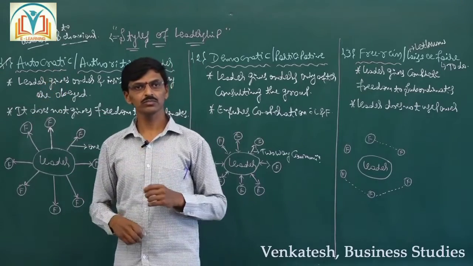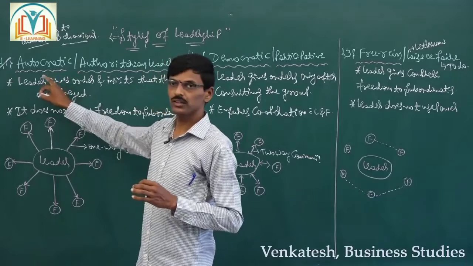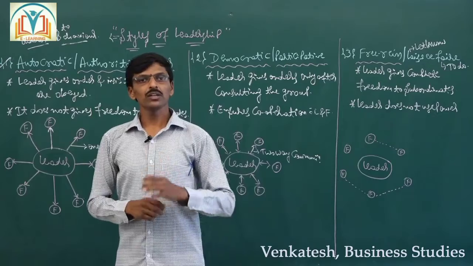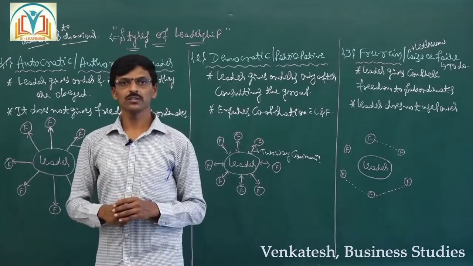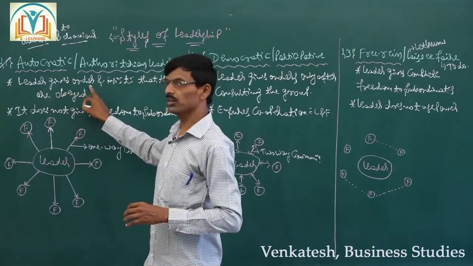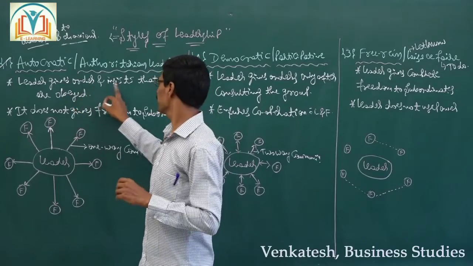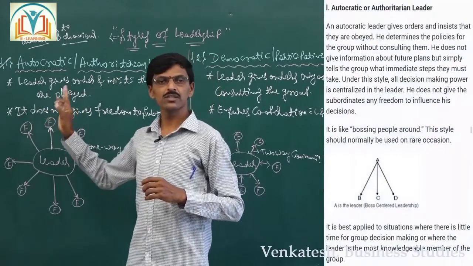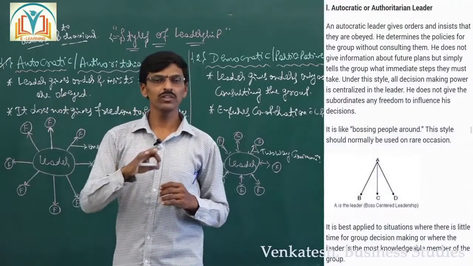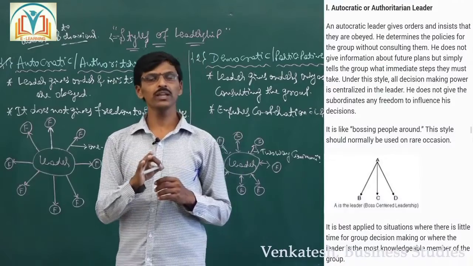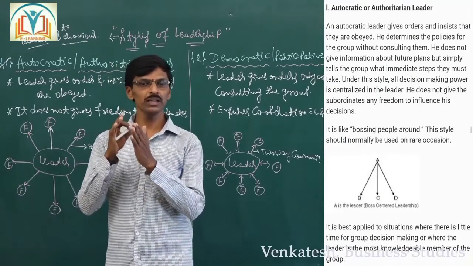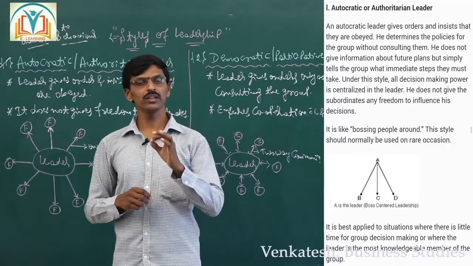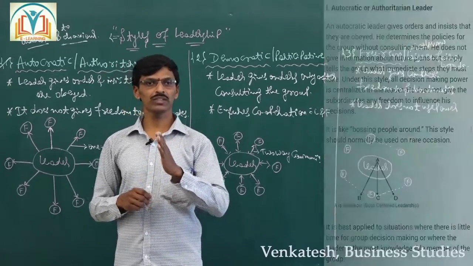Once again, I will review. Autocratic or authoritarian leader: an autocratic leader is one who gives orders to the subordinates and insists that they are obeyed. It means compulsorily all the followers must obey the instruction given by the leader, and they need to complete the work within a stipulated period of time.